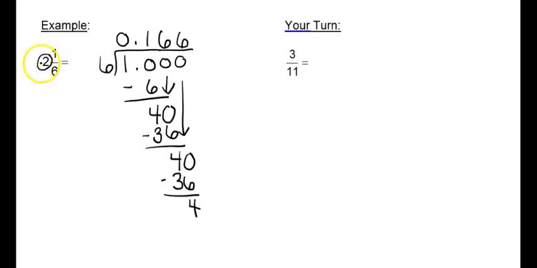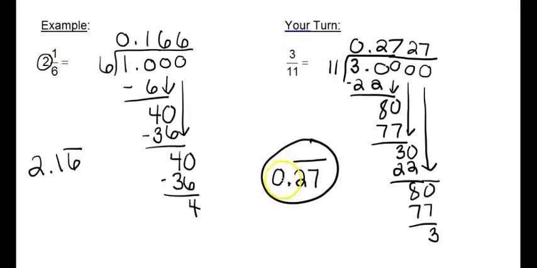Now don't forget at the beginning we had this 2 for our whole number, so we're going to put that before our decimal. And then the 1, 6, it's just the 6 that repeats. So I'm going to put the repeating bar over the 6. So 2 and 1/6 as a decimal is 2.16 repeating. Go ahead and pause the video and try the next one on your own.